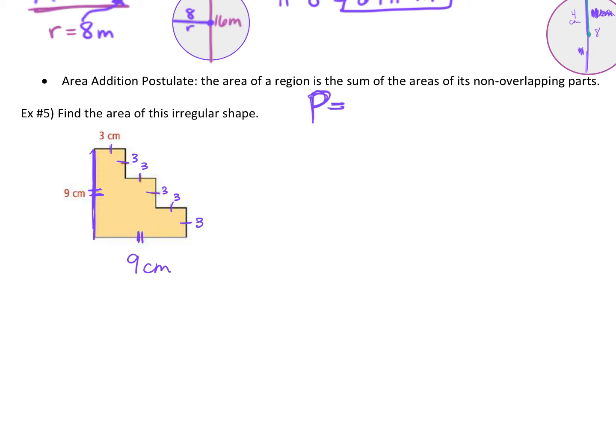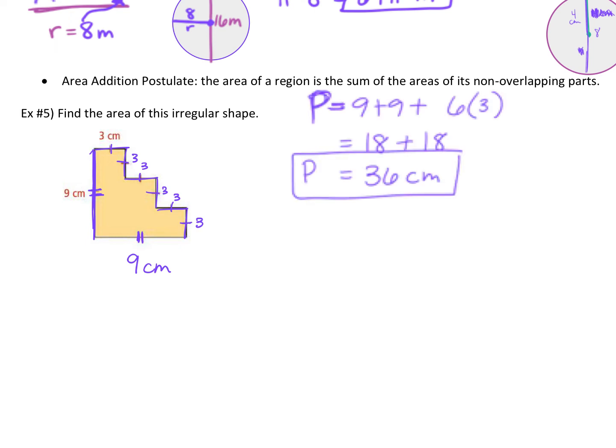Okay, so if I want to find the perimeter of this, what do I do? Just add it all up. So perimeter would be 9 plus 9 plus 6 threes. I'm just going to go 6 times 3, but you can go 3 plus 3 plus 3 plus 3 plus 3 plus 3. That's fine. So this is 18 plus 18. So the perimeter would be 36 centimeters.